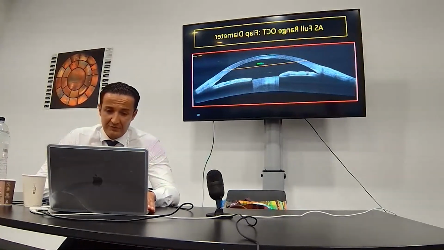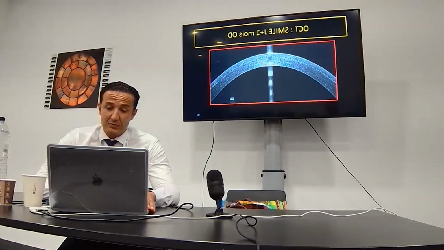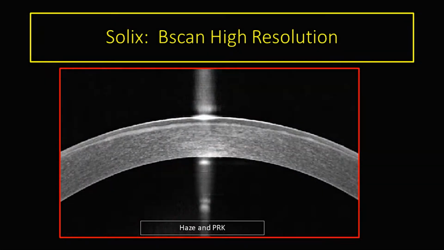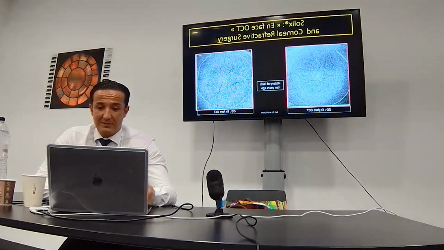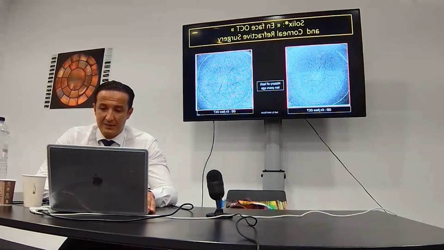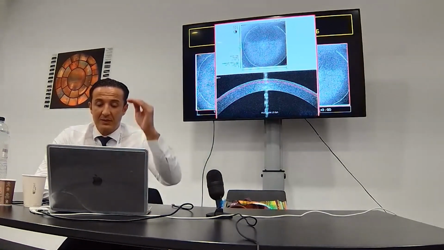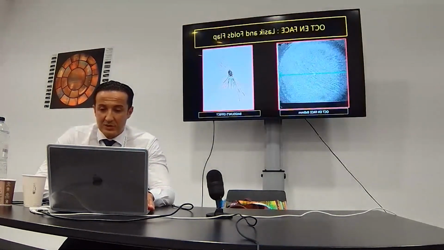You can have very good information for the refractive surgeon, to analyze the flap diameter before a new refractive surgery. You can measure the flap and the residual stromal bed very easily, even several years after. And you can use en-face OCT to analyze the cutting shape of the LASIK. And look here, you can see very well the cutting shape of the LASIK. With en-face OCT, you can move through the cornea to analyze the complications of the LASIK.